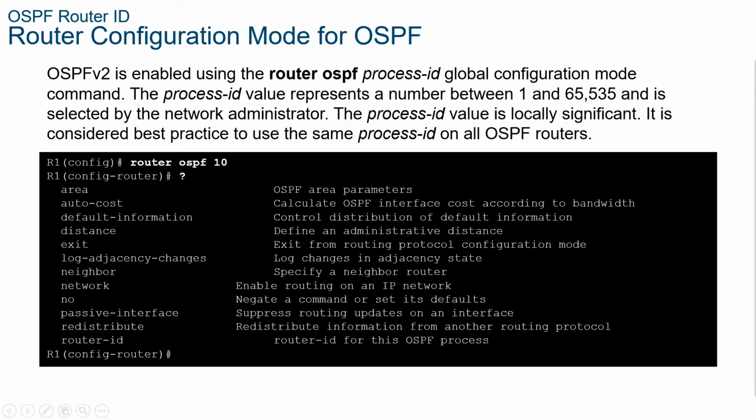Now after entering the router ospf process-id command as shown here, the router enters router configuration mode, as indicated by the prompt, R1 config-router. Enter a question mark to view all the commands available in this mode. The list of commands shown here has been altered to display only the commands that are relevant to this module.